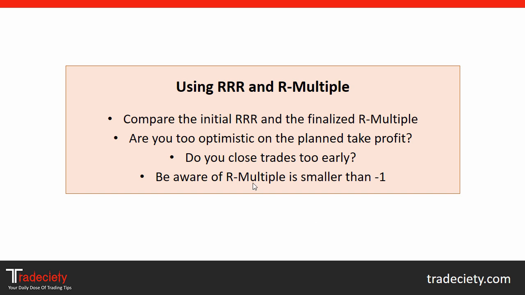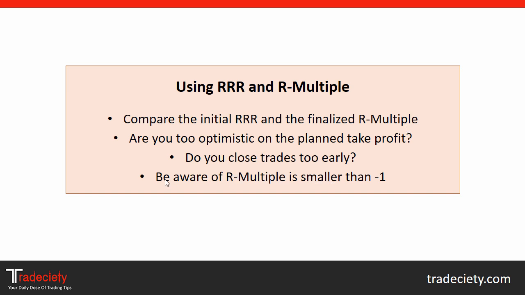And here are some more tips around using the RRR and the risk multiple together. So first, you should always compare your initial risk reward ratio to the final R-multiple. So if you see that the initial risk reward ratio is always much larger than the finalized risk multiple, then it might highlight a problem with your exit taking or with your take profit. Maybe you always set your take profits too far and too optimistic, or you manually close your trades ahead of your take profit and so reduce the R-multiple.